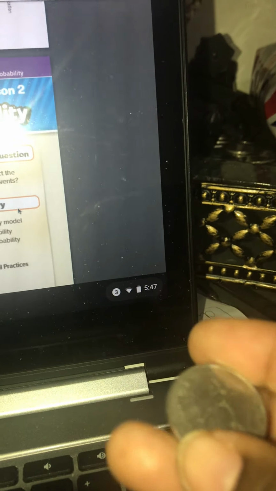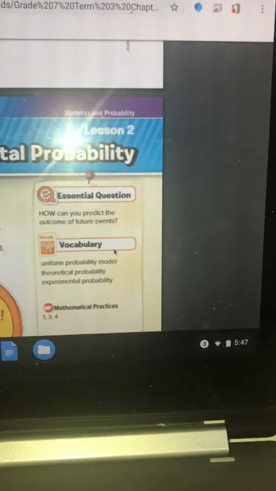vocabulary is. So in this lesson, our vocabulary is uniform probability, theoretical probability, and experimental probability. So a uniform probability model is a tool like a coin. A coin like your dirham is uniform because the faces are equal, so it is unbiased. When you're using a uniform probability model, we are saying use a uniform or unbiased tool.